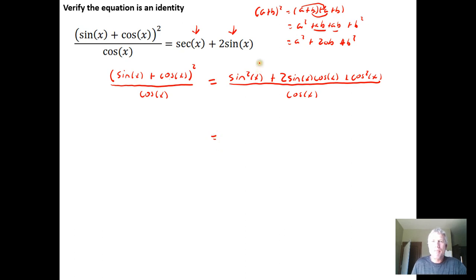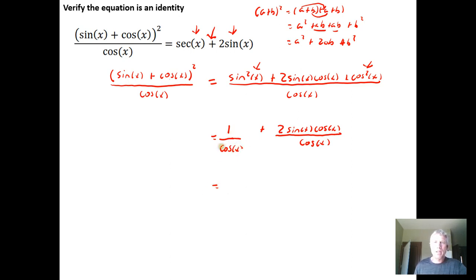And then I see that I have a sine squared plus cosine squared, which is equal to 1 by the Pythagorean identity. Cosine squared plus sine squared is 1, plus I've got 2 sine x's, cosine x's, and I need the sum of two things, so I might as well break it into individual fractions now because that's where we need to go with this. Break it into 2 fractions.